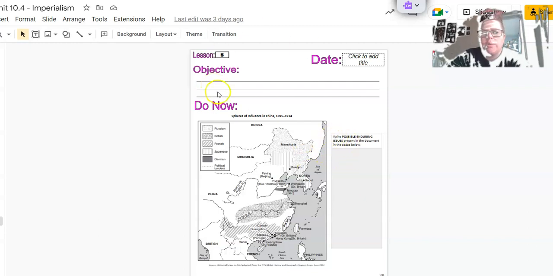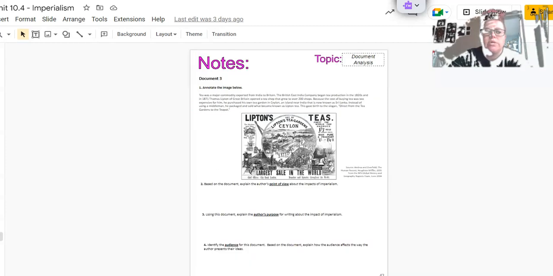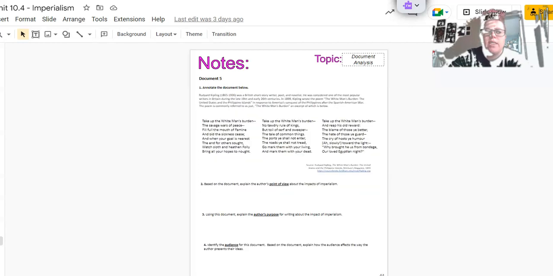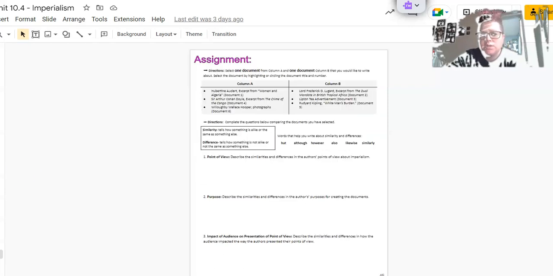But you can quickly do the do now and just take a look at this map. I know maps, we hate them, but write possible enduring issues that are present in the document. Just list them out. What would be some issues that you're seeing? Then if you go through, you're going to see that there's a series of documents, document 1, 2, 3, 4, 5, and 6. But really what I want you to focus on is going to page 46 of your packet.